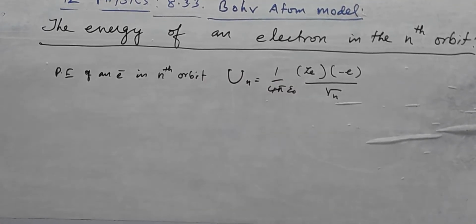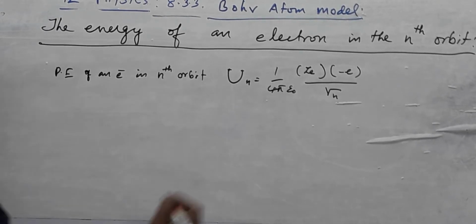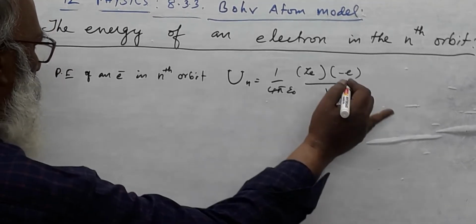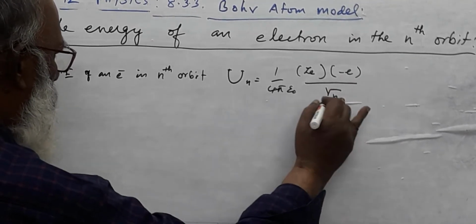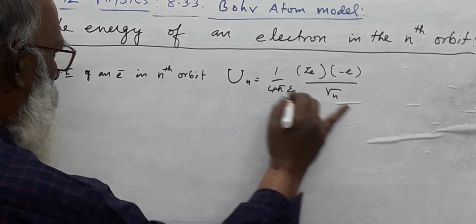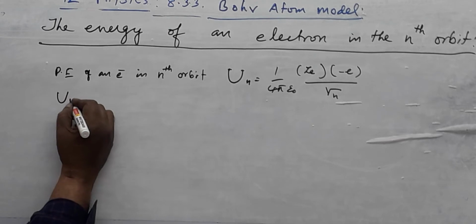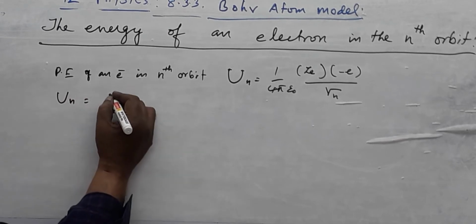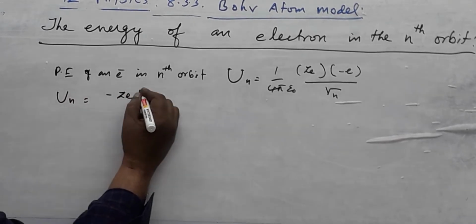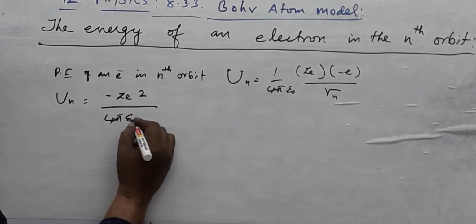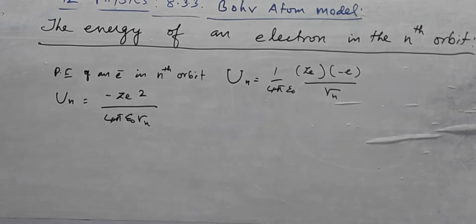That you have to understand clearly. Most probably mistakes are made here by putting a square. If you put a square, it may be wrong. Here it is to be considered only Rn. That's all. Then Un becomes minus Z e square divided by 4 pi epsilon naught Rn. Are you clear?